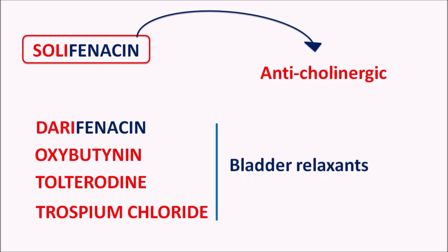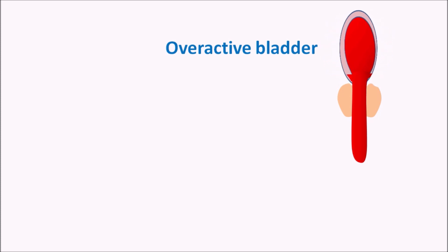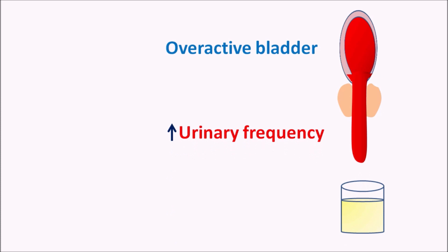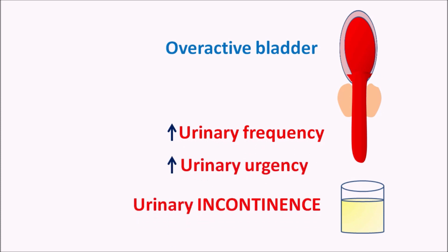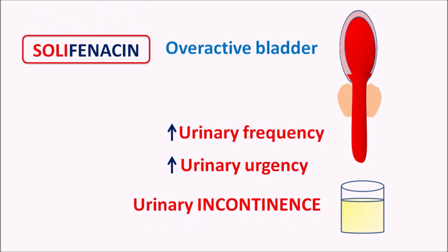So today in this video we are going to discuss solifenacin, how this drug acts, what is the mechanism of action, what is its chemical nature, important precautions, side effects, doses, all these things we will discuss in this video. In conditions such as overactive bladder, where the bladder is more constricting, resulting in increased urinary frequency and increased urinary urgency, resulting in urinary incontinence, in such conditions solifenacin can be used to reduce the activity of the bladder by producing bladder relaxation.